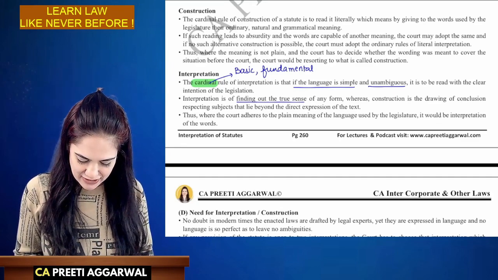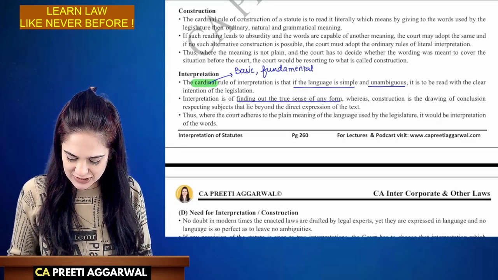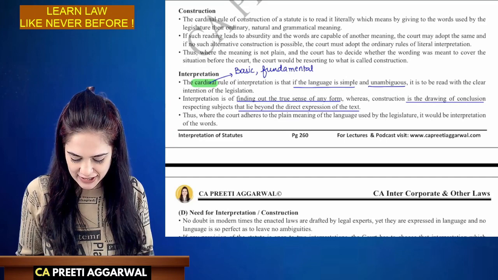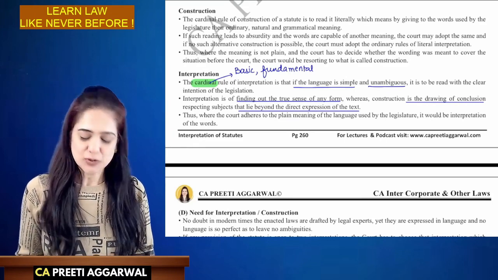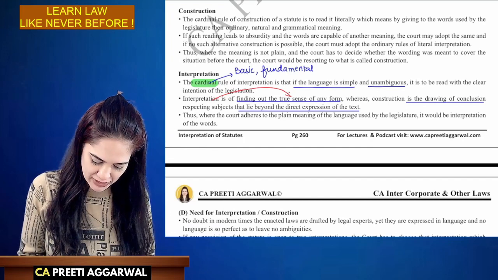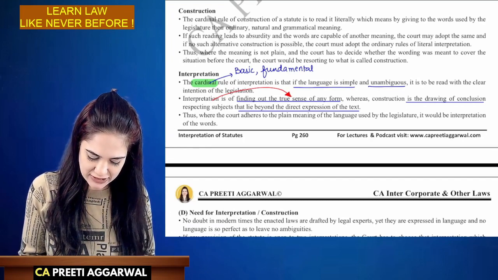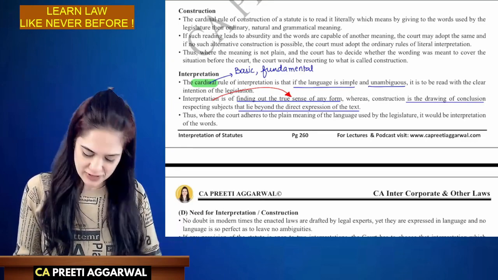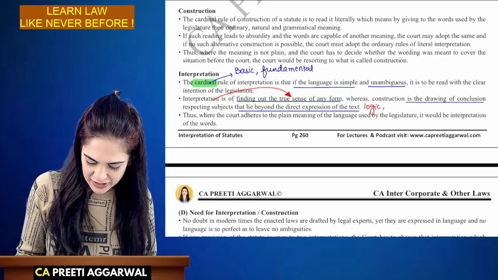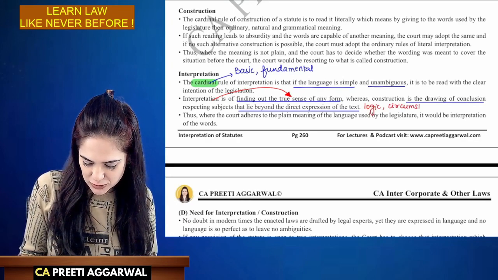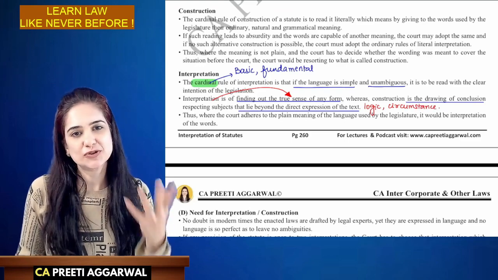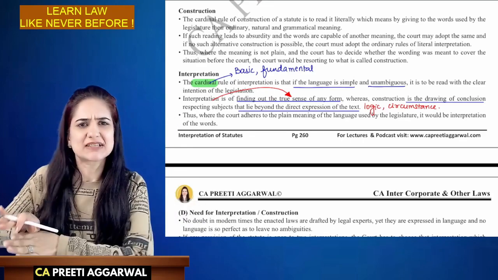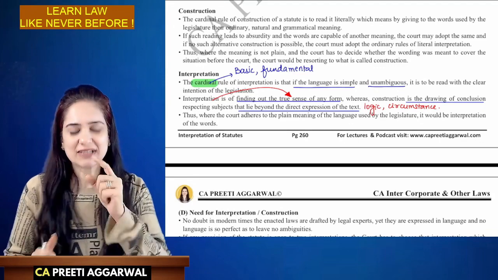Interpretation is finding the true sense of any form, whereas construction is drawing the conclusion which lies beyond the direct expression of the text. So what is interpretation? First try to find the true meaning from that form. First try to understand the text as it is. But if we want to go beyond the letter of law, we are applying logic. We are considering the circumstances also. That is construction: trying to draw conclusions from things which lie beyond the letter of law. It means keep the text aside. Think logically. That is construction.